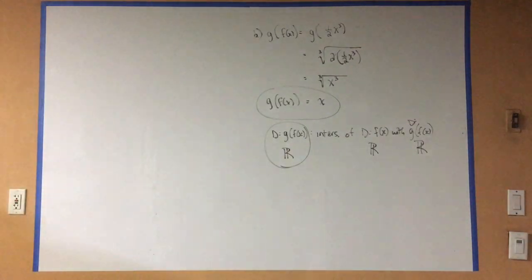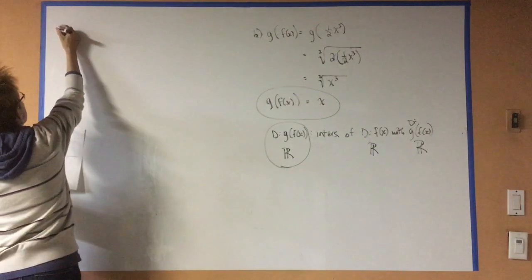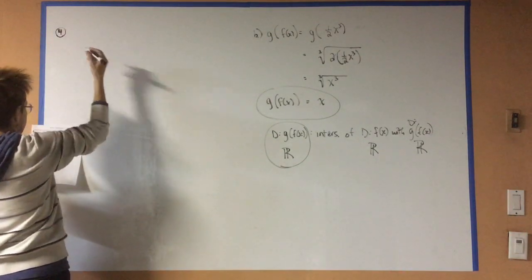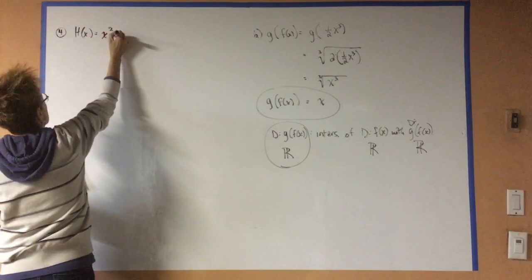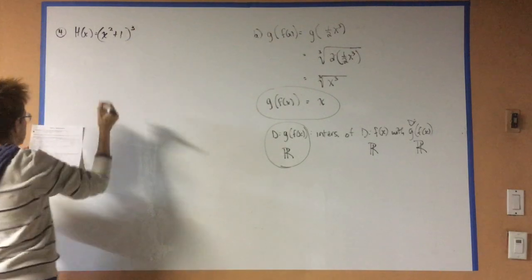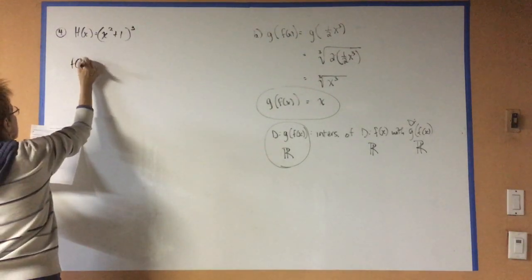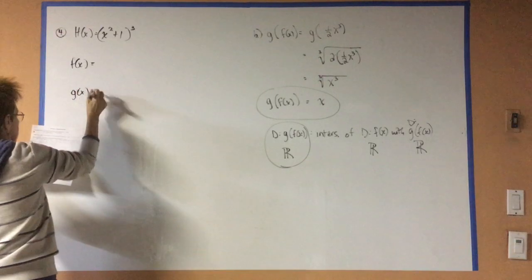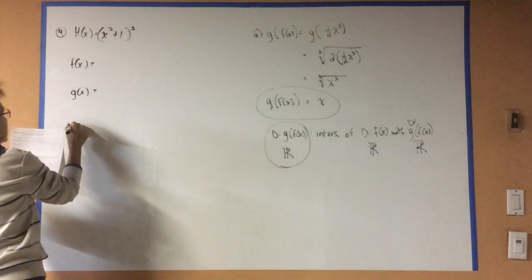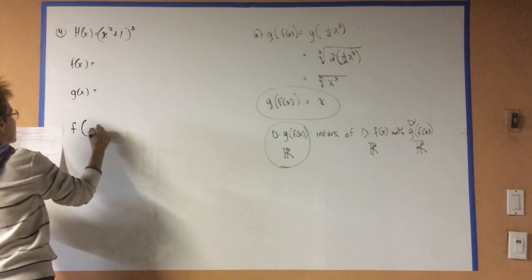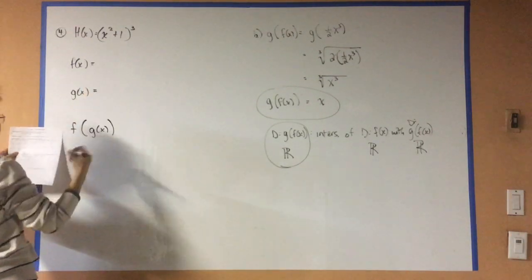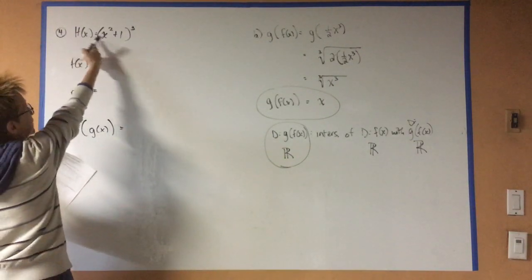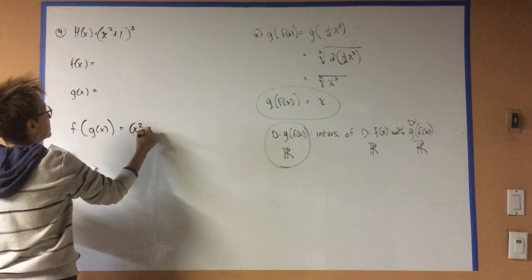So number 4 says, hey, if I tell you that I have some function called h of x and it's equal to x squared plus 1, all cubed, can you define f of x and g of x in a way that f of g of x, in other words, if I put g into f, this one into this one, I will get this function right here. I will get x squared plus 1 cubed.